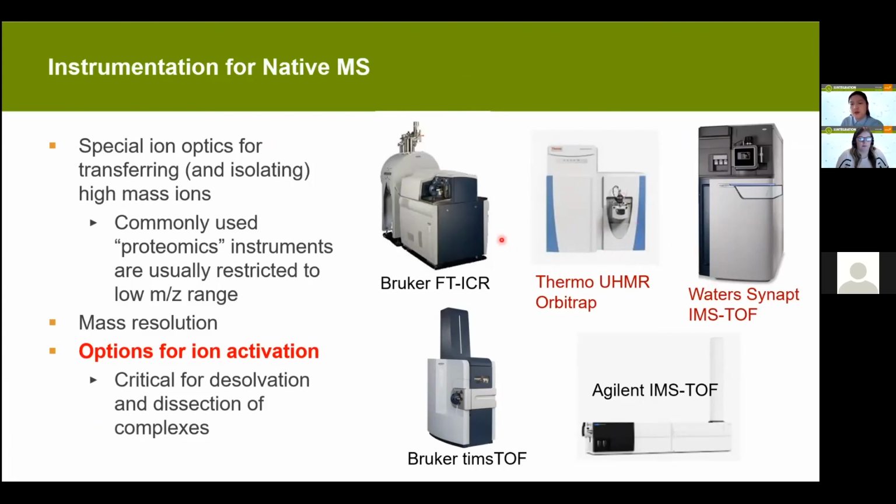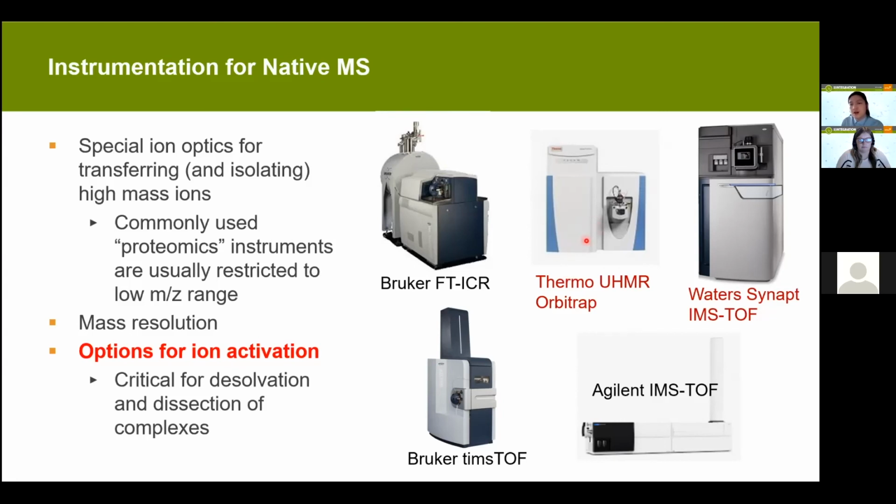Usually those instruments have specialized transmission optics, and you actually have to change the electrical power supply, because it's all physics. You are dealing with a much higher mass range, and to effectively trap those ions, you usually need a lower frequency RF and different types of DC voltages, and those are optimized for instruments that are sold for native mass spec. If you're trying to do that on regular proteomics instruments, they're not designed like that, and some of them also have software limits on the mass range and how you can access them.